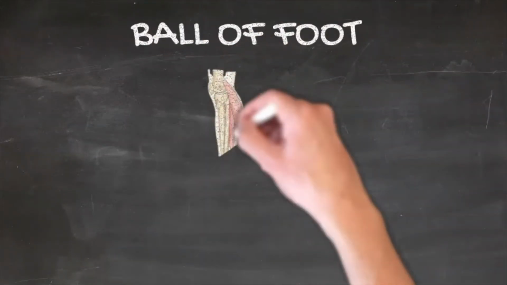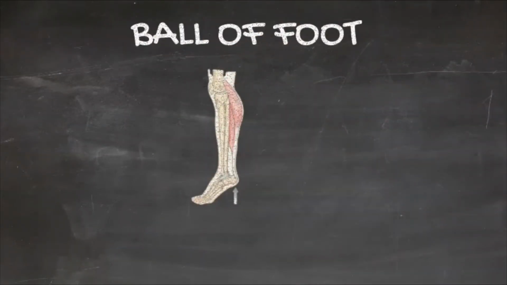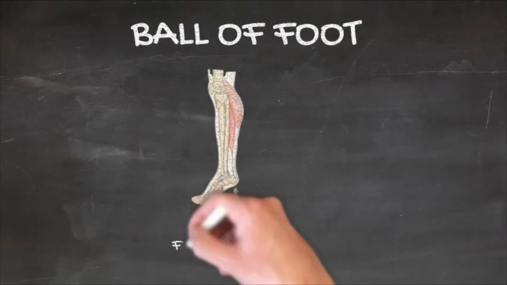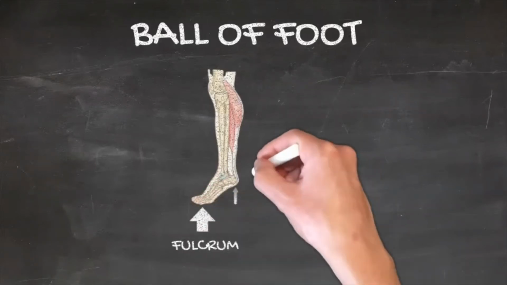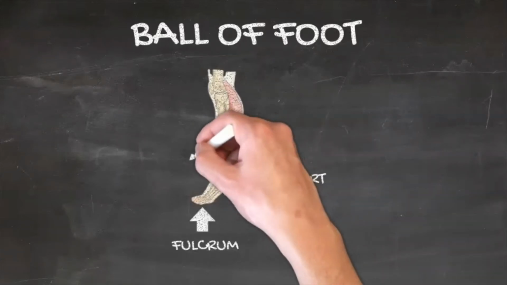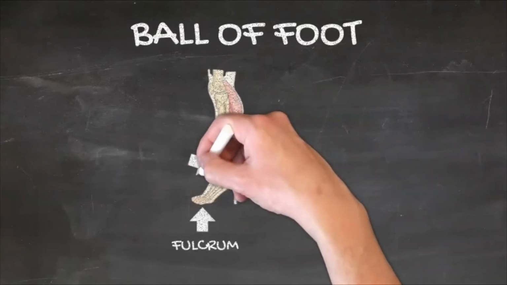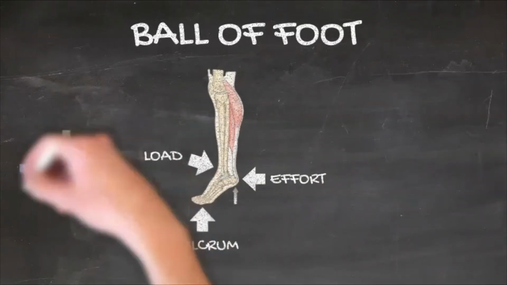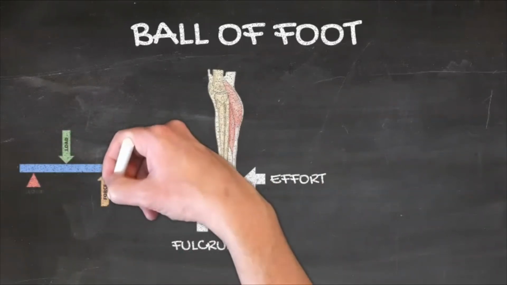The ball of the foot is an interesting one because if we look at that pivot point right there on the ball of the foot, and then we look at where the effort is applied by the Achilles tendon on the heel, our load is actually in the middle. Because the load is in the middle, we have a second class lever.